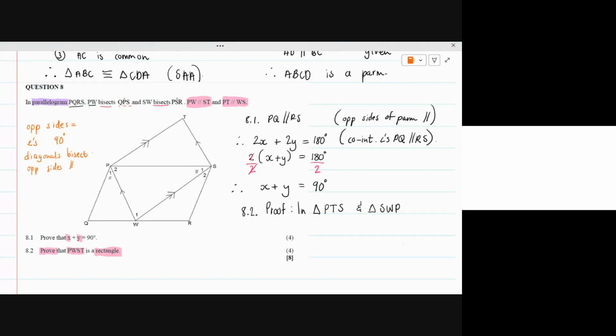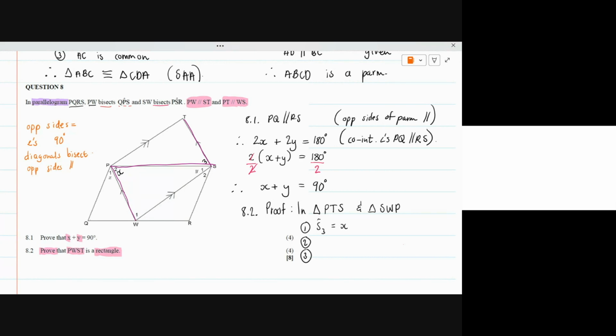Then, as always, it's a proof, so 3 reasons: 1, 2, 3. Let's go ahead and put those parallel lines to use. We know that this is X. Let's name this one S3, that part over there. So we can start with PW and ST. We know that PS is common. So I'm going to first say that angle S3 is equal to X.